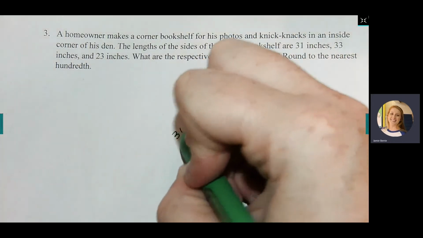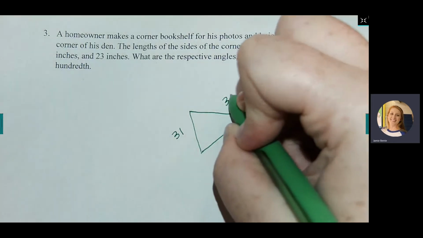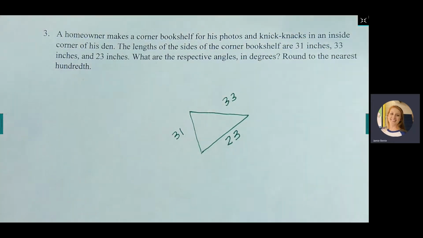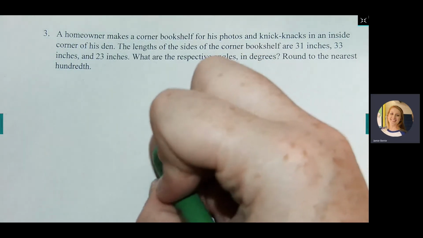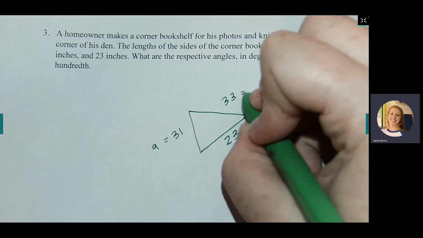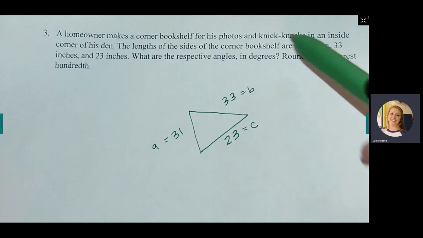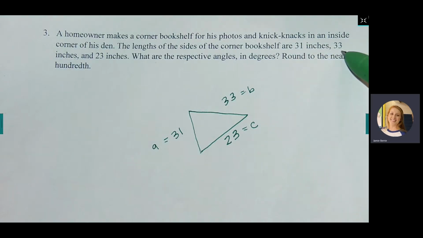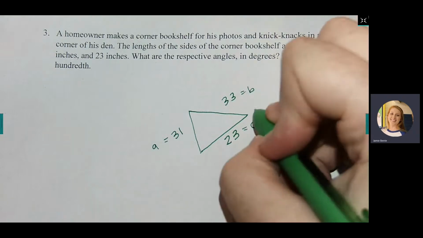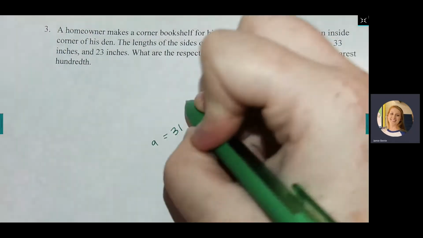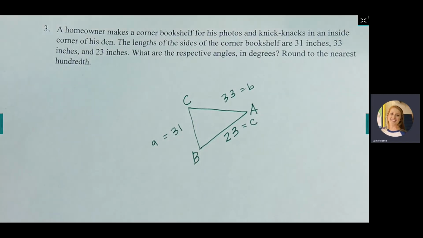Doesn't matter how you label these sides. If you put them in different spots than me, then that's fine. I'm going to call this one A, this one B, and this one C. Just label them like the first one they named was A, second one was B, third one was C. All right, that's going to help me label my angles. This would be A, this would be B, this would be C. All right, so side, side, side. So you definitely got to use law of cosines.